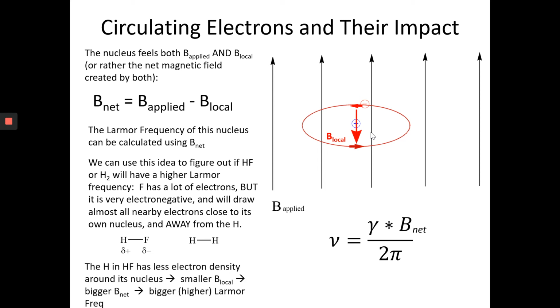Okay. Let's look at this. The H in HF has less electron density around the nucleus. Why? Because that fluorine is pulling electron density away from the H, which gives it a partial positive charge. If there's fewer electrons flowing around the H in HF, what does that do to B local, right? If there's fewer electrons, that means B local is going to be smaller. If B local is smaller, then B net is actually going to be bigger, right? B applied is the same in both cases. But if the B local is smaller, then B net's going to be bigger, which means that HF is going to have the higher Larmor frequency.